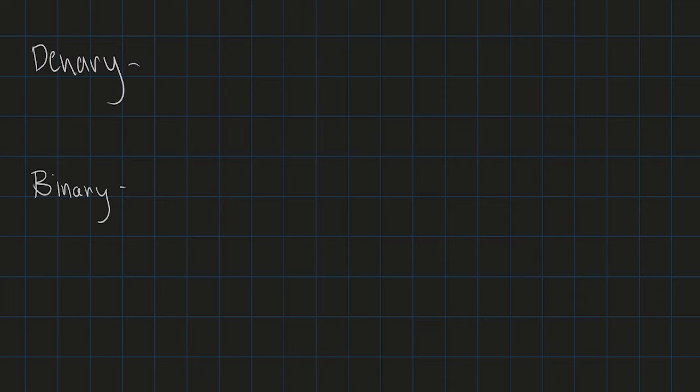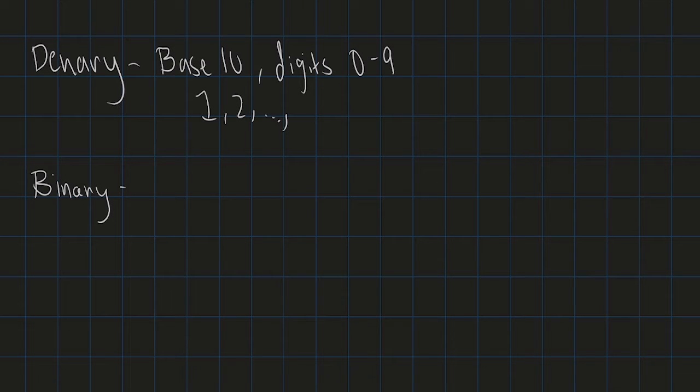The denary number system, also known as the decimal number system, is a base 10 number system that makes use of the numbers 0 through 9 to numerically represent whatever you want. So some examples would include 1, 2, something like 532.